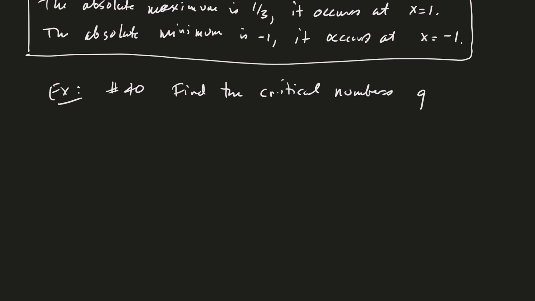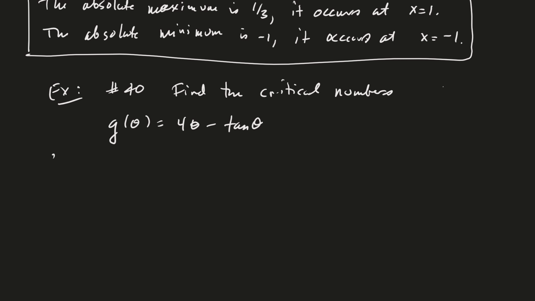For g of theta, I'm going to run out of space, g of theta equals 4 theta minus tangent theta. Remember critical points? Critical points, or critical numbers, they're the same thing. They are points where the derivative equals 0 or the derivative does not exist.